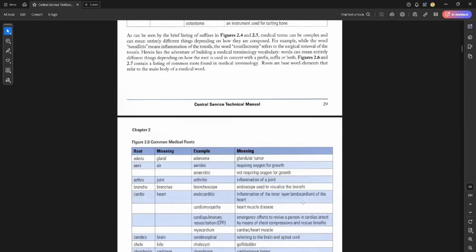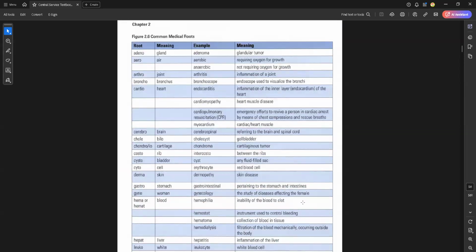Okay. Common medical roots. Yes, right there. So here also you can see cardio. Well, let me begin from the top: adeno, aero, atrio, broncho, cardio. We have tons of them.